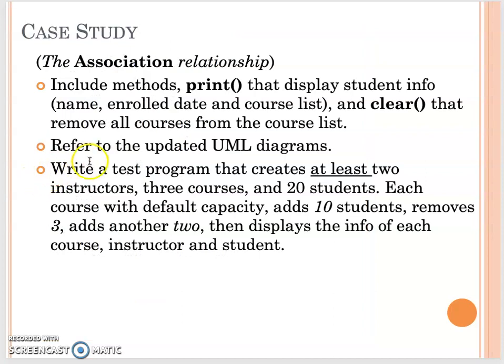In the test driver, I write a test driver to create at least 2 students, 2 instructors, 3 courses, and 20 students. Each course has the default capacity. So each one has 10 students, remove 3, add another 2. Then we display each course and the instructor and the student information to see if that's correct. This one is just a case study. If you are interested, I will upload the source file. And on the other hand, you can try to implement all of that and do the testing. So that's our association case study about the course, student, and the faculty.